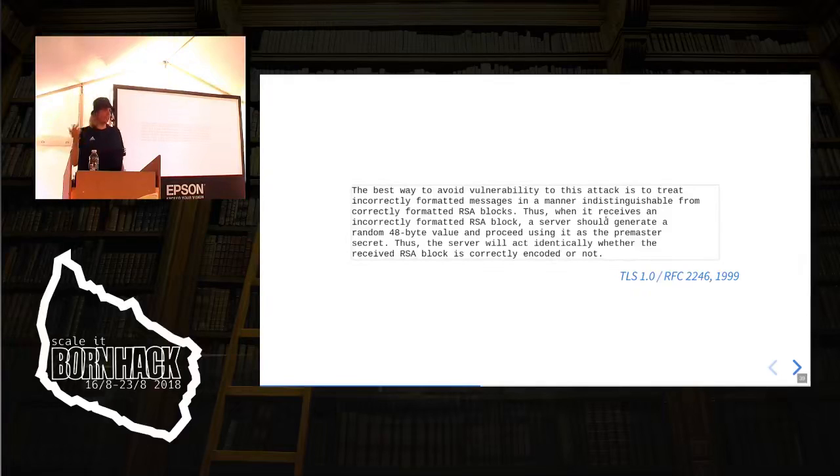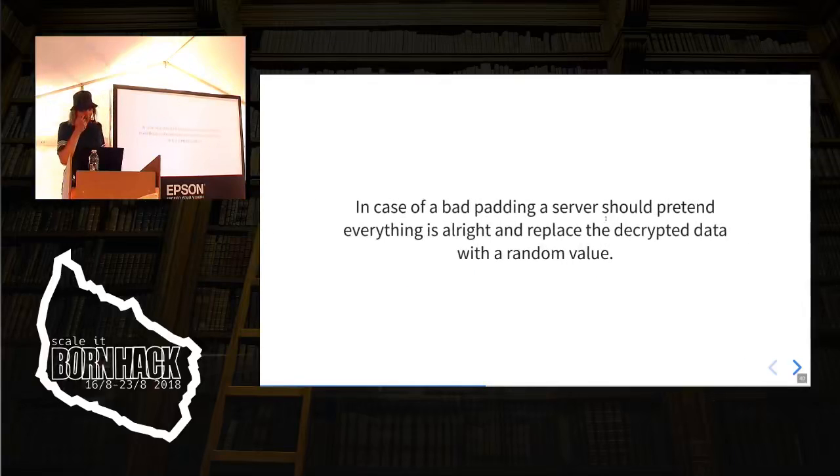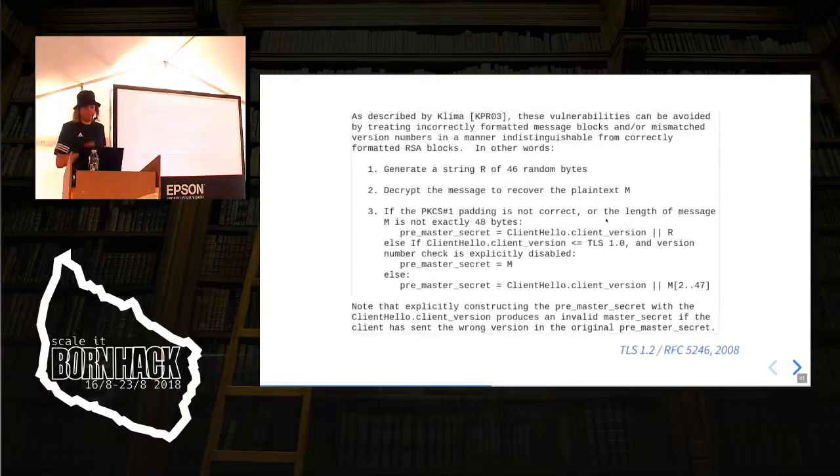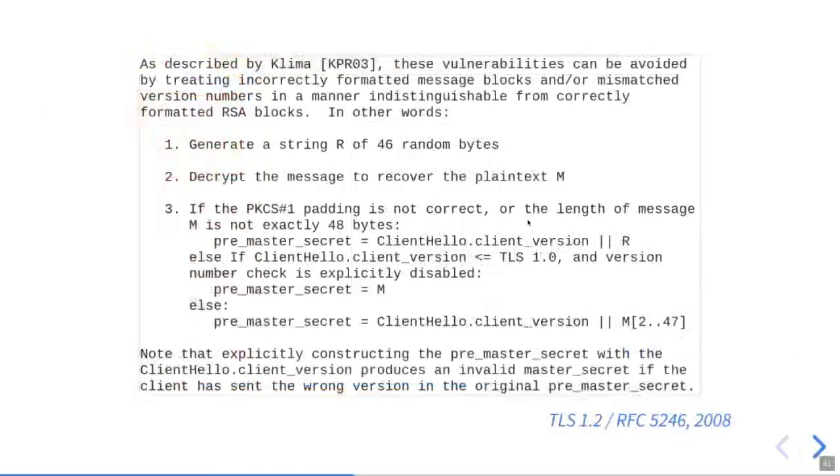This sounds a bit weird, maybe, but that is the defense they came up with. It turns out this was not entirely sufficient, so in TLS 1.2 the section got a bit longer. Here it says, as described by Klima. So Klima wrote a paper where he basically could show that some implementations, even if they implemented this countermeasure, were still vulnerable to a variation of this attack.